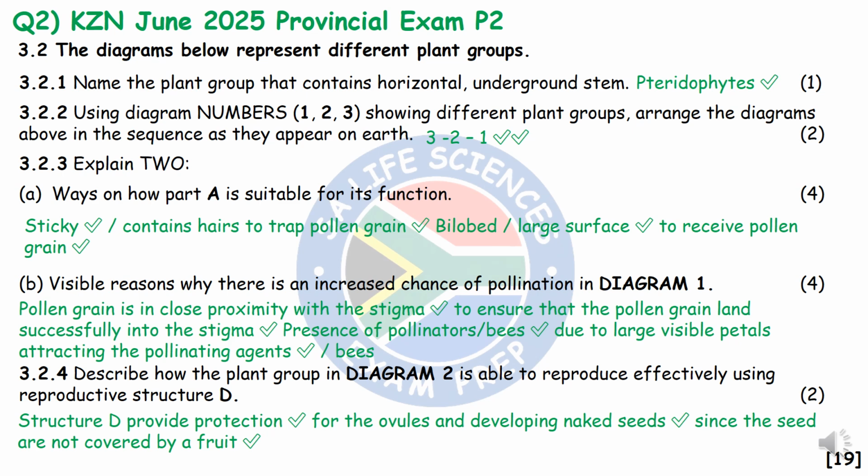Question 3.2.4 says describe how the plant group in diagram 2, which is the conifer or the gymnosperm, is able to reproduce effectively using the reproductive structure D. So the reproductive structure D is a cone, and it provides protection for the ovules developing naked seeds, since the seed is not covered by a fruit. We know that the main difference between gymnosperms and angiosperms is that in gymnosperms the seed is naked. However, it is protected by structure D, which is the cone.